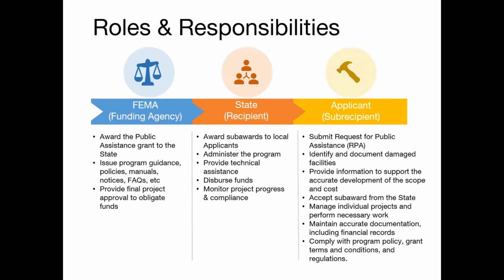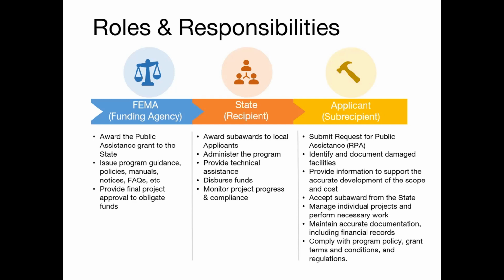Multiple layers of government work in partnership to administer the PA program once a disaster has been declared. As the federal award agency, FEMA's primary responsibilities are to develop and issue program guidance and policies, award the prime PA disaster grant to the state, assist with development and final approval of projects, and obligate funds. The state of Iowa is the recipient of the prime grant. As the pass-through entity, HSEMD works in partnership with FEMA to manage and administer the program in Iowa.